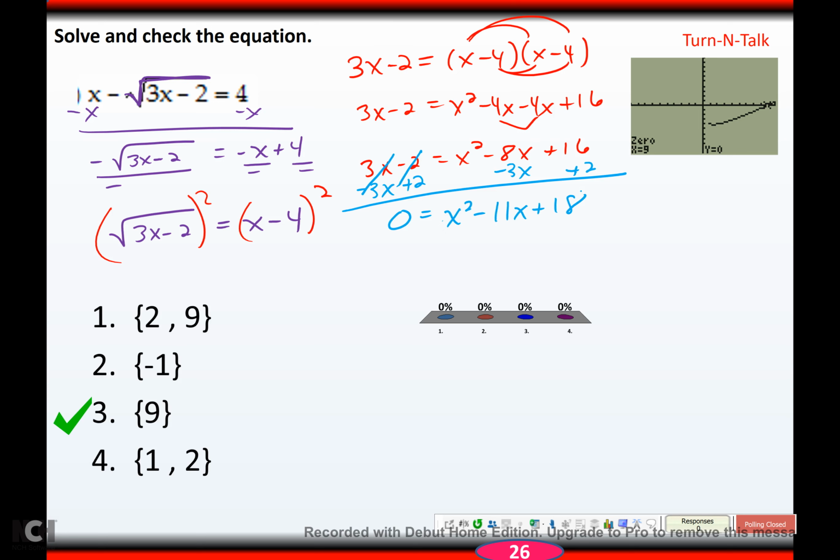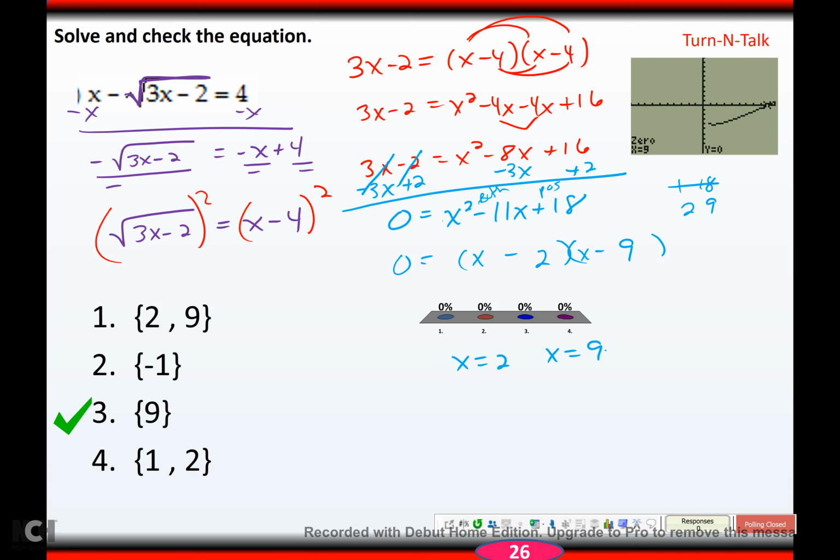I'm going to try and factor. Factors of 18. 1 and 18 will not make 11. 2 and 9 will. Since C is positive, they both get the middle, so they're both minus. So x equals 2 and x equals 9.